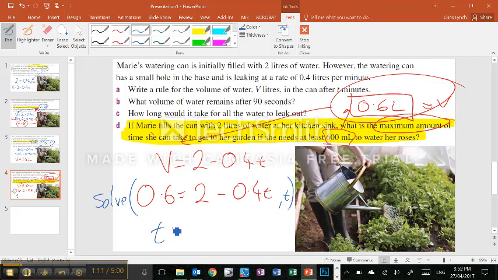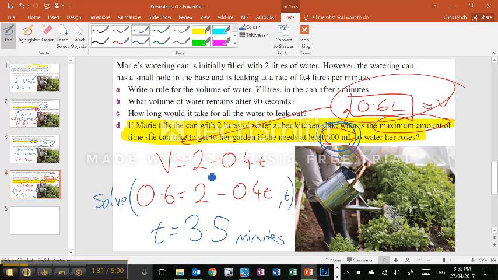So the answer for this, t equals 3.5, means that she can take 3.5 minutes to get to her garden, and that will ensure that she still has 600 mils left in her watering tin to be able to water her roses.